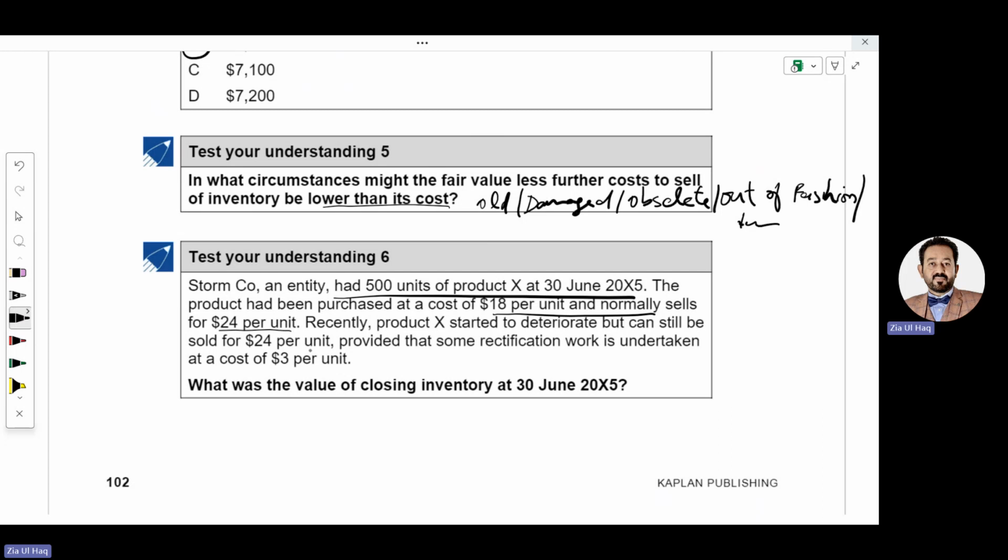They can sell for 24, provided that some rectification work is undertaken at a cost of 3 per unit. You need to perform some rectification work of 3, then you can sell at 24. So what is NRV? 24 minus 3, 21. Can you calculate closing inventory? What is cost? Cost is 18. What is NRV? 21. Which is the lower figure? Cost, 18, into 500, 9,000. 9,000 is our closing inventory figure. Is that fine?